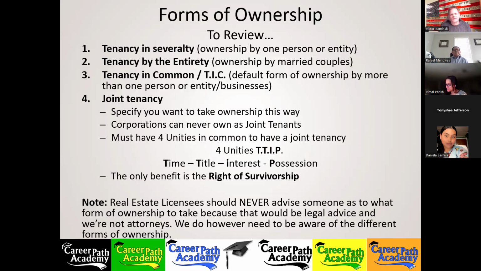Severalty. Yeah, you guys will get questions on exams on this, so you need to know the 4 types of ownership and the differences between them. Which ones can leave it by will, which ones cannot, which ones have the right of partition, what is a right of partition, which ones have the right of survivorship, which ones do not, what is the right of survivorship, and for joint tenancy, what is required to create a joint tenancy, the 4 unities, TTIP: time, title, interest, and possession.